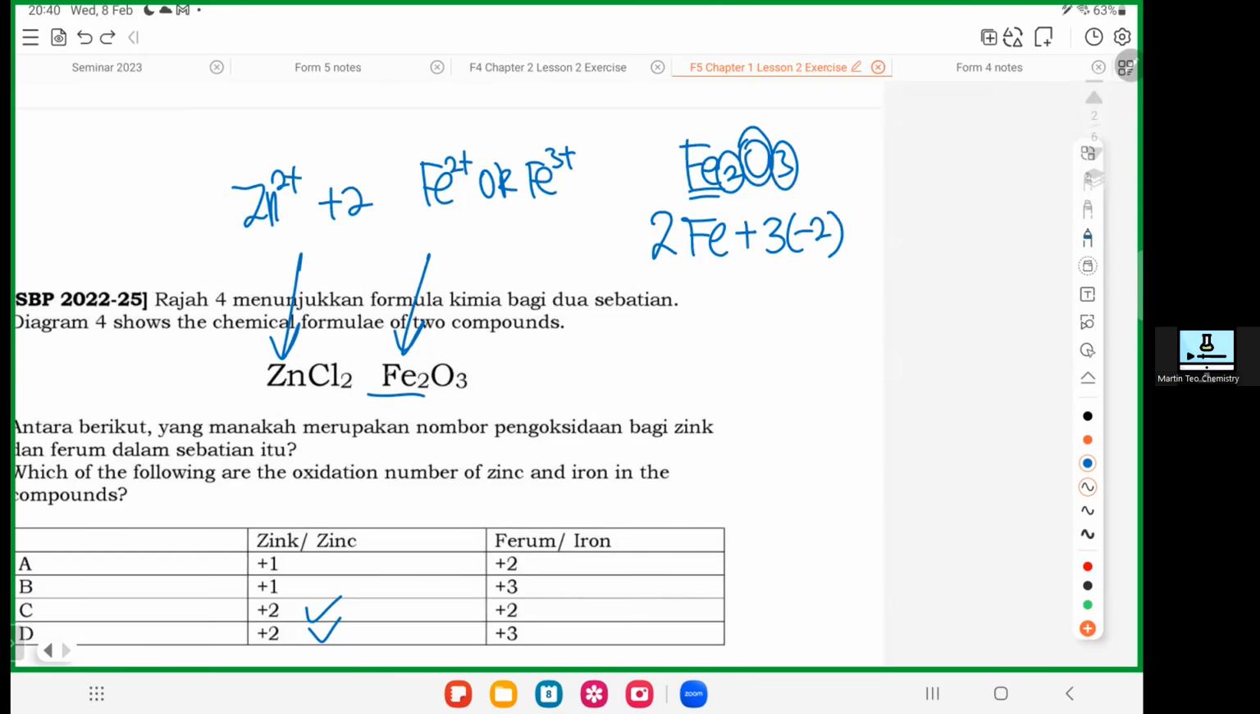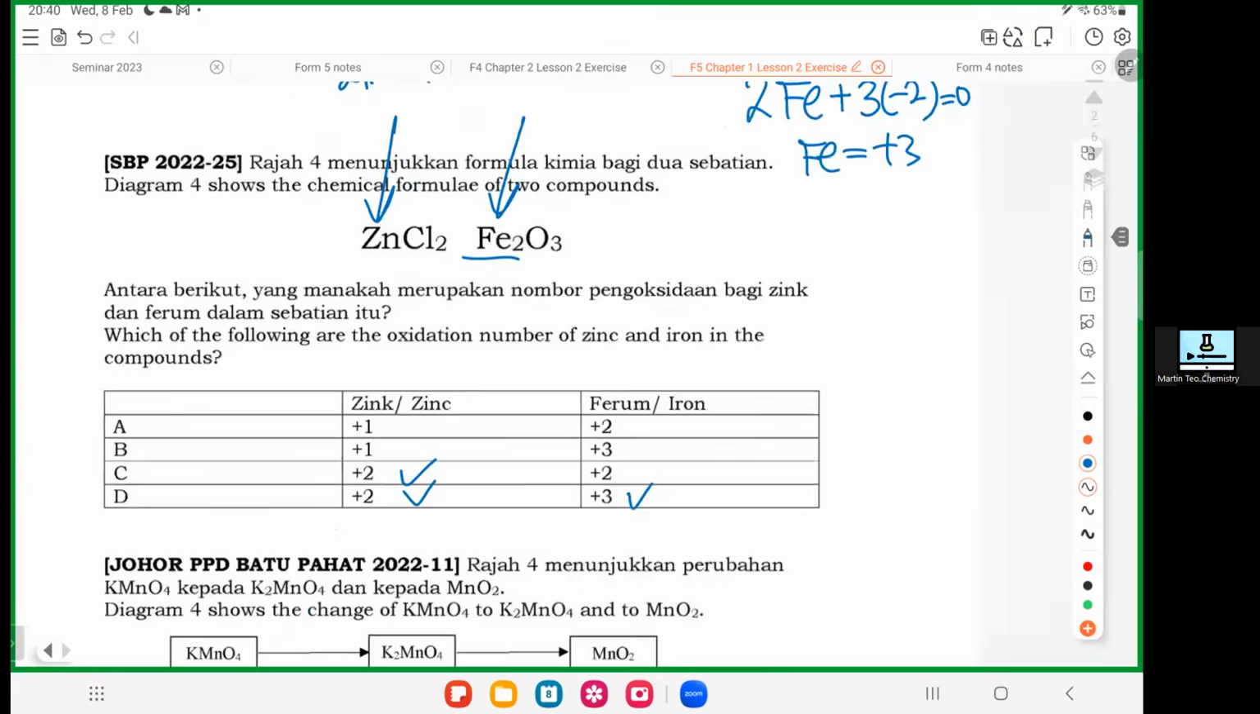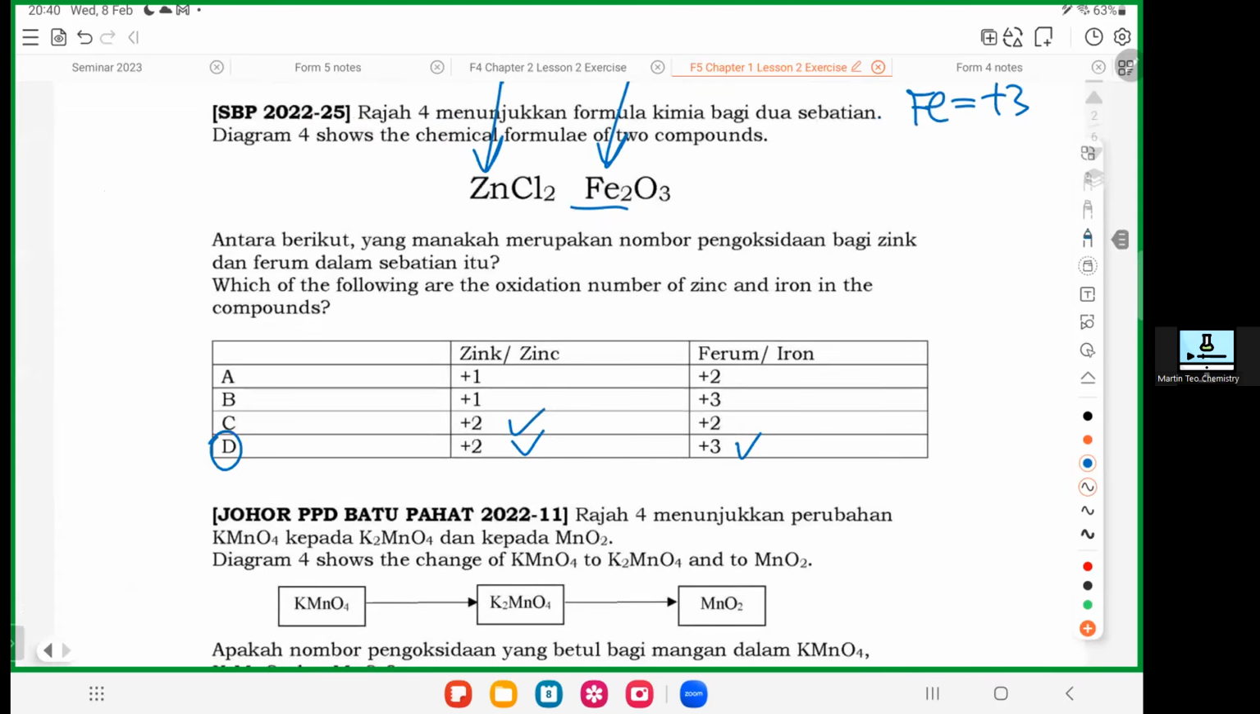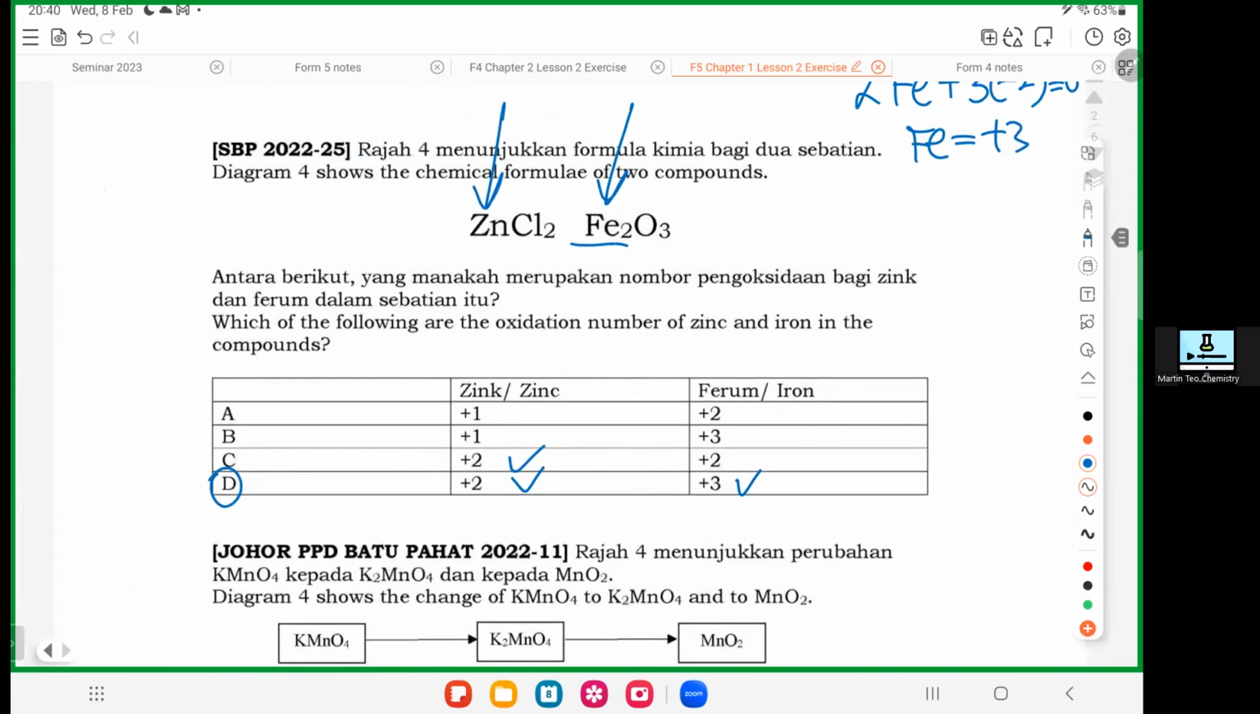So add together equal to the total charge of the compound, Fe2O3. Do you see a total charge on the top right corner here? Nothing, 0. So do your mathematics, the Fe here is +3. So the answer is D. Can you please let me know in the chat box, are you okay with how I do the question?